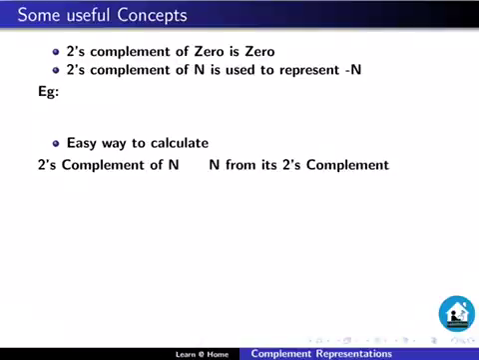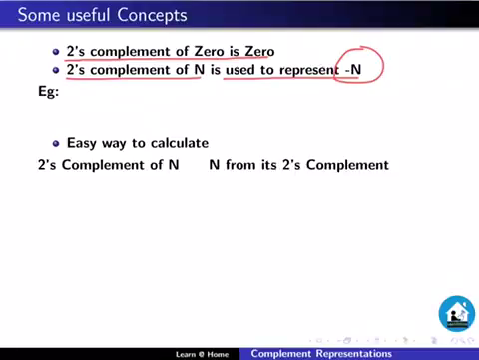Now there are two important things to be remembered. One is that the 2's complement of 0 is 0, and the 2's complement of n is used to represent minus n. This is what we were talking about in the first slide. So the 2's complement of n is used to represent minus n. If we are able to find the 2's complement of n, then that becomes the representation of minus n.